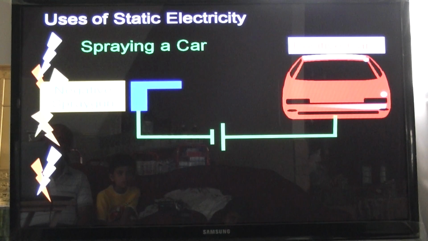So we look at the power source in the middle between the negative spray gun and the positive car. So they shoot the paint, and the paint sticks, because remember that positive and negative attract. So the negative paint, the paint that has negative ions, is going to attract to the positive of the car. So no paint is wasted at all.